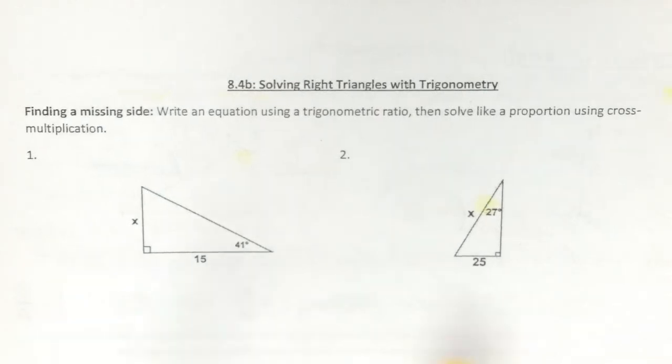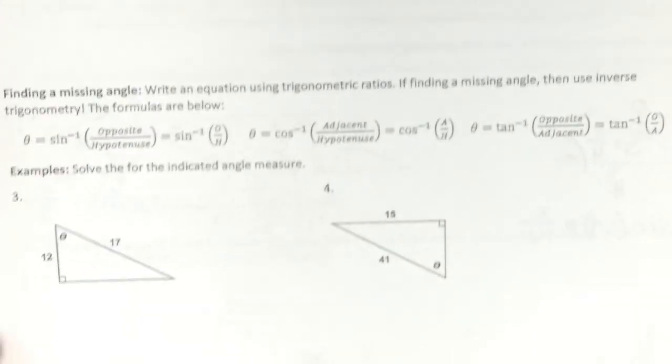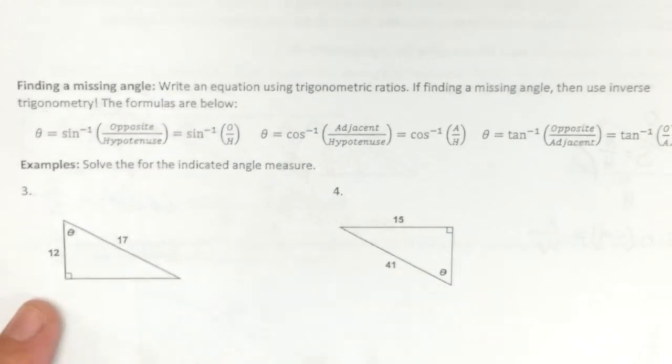Number 1 and 2 went over. We set it up. We're missing a side. One we multiplied, one we divided using proportions. What's going to happen now is we're going to go over our inverse. What happens when we miss the angle? We went over number 3 and 4 on the video.